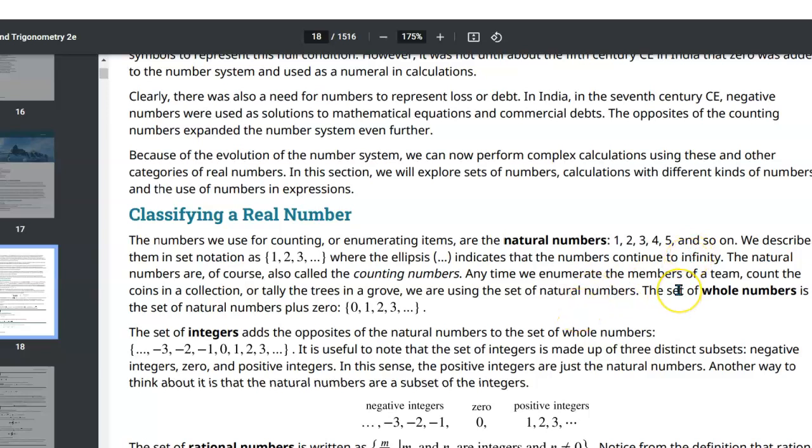And the whole numbers are a lot like the natural numbers, except we put 0 in there as well. We start at 0, and then we count upward. 0, 1, 2, 3, on up to infinity. We never reach infinity, of course. Infinity just means we go forever and ever.